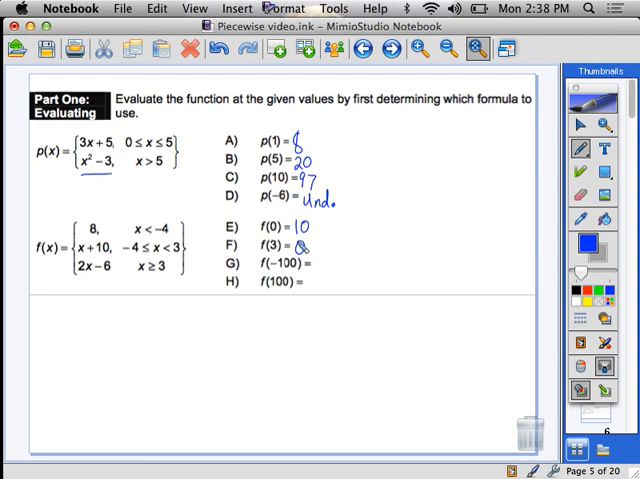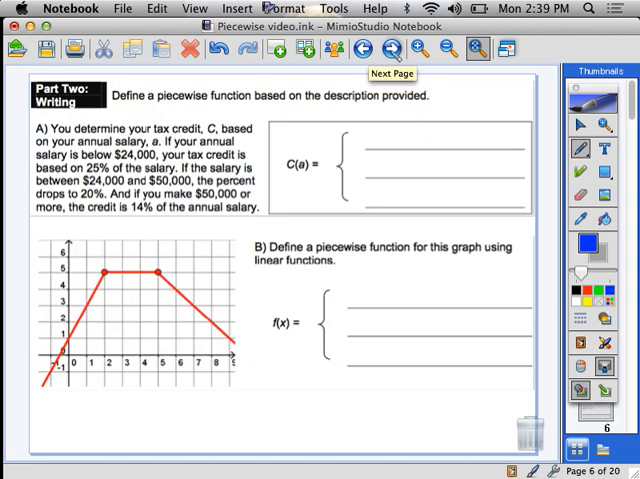If x is negative 100, which will be this top one, super easy. It'll just be 8. And if x is positive 100, it'll be in this one. 100 times 2 is 200. Minus 6 gives us 194. All right. Are we pretty good so far? Let's go ahead and look at some real-life problem situations that will create piecewise functions.